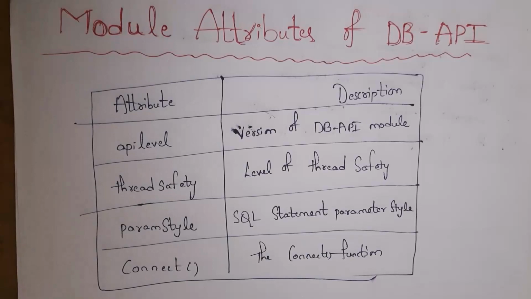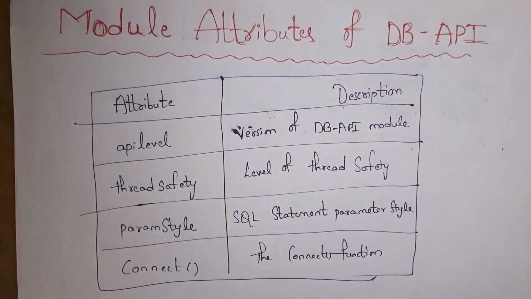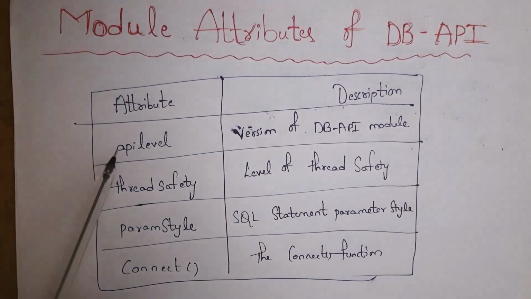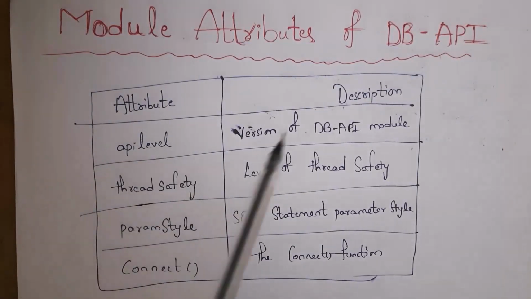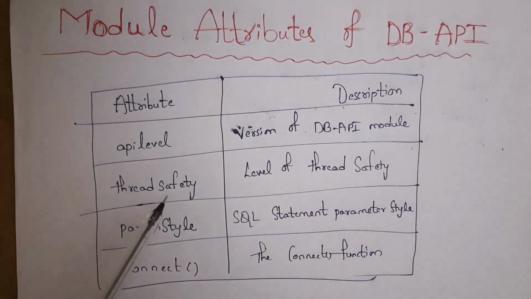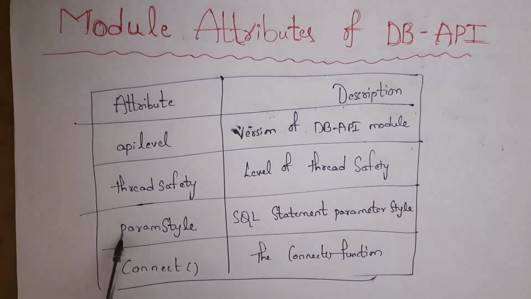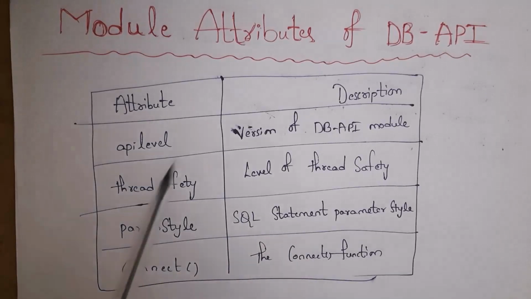Next, I will explain module attributes of database API, where API stands for Application Programming Interface. By using the apilevel attribute, we can find the version of the database API module. And by using the threadsafety attribute, we can find the level of thread safety. And by using paramstyle, we can find the SQL statement parameter style. And connect is nothing but the connect function. These are 4 module attributes for database API.